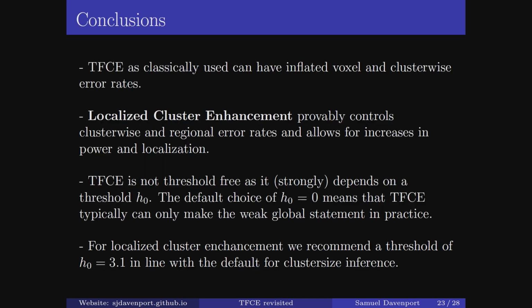To conclude, TFCE, as classically used, has inflated voxel-wise and cluster error rates. We've introduced an approach which provably controls cluster-wise error rates and regional error rates, which allows for increases in both power and localization. TFCE is not threshold-free, as it quite strongly depends on a threshold. The default choice of H0 equals 0 means that TFCE borrows information from all across the brain, meaning that it can make only quite a weak global statement. For localized cluster enhancement, we instead recommend a threshold of H0 equals 3.1, which is in line with the default for cluster size inference.